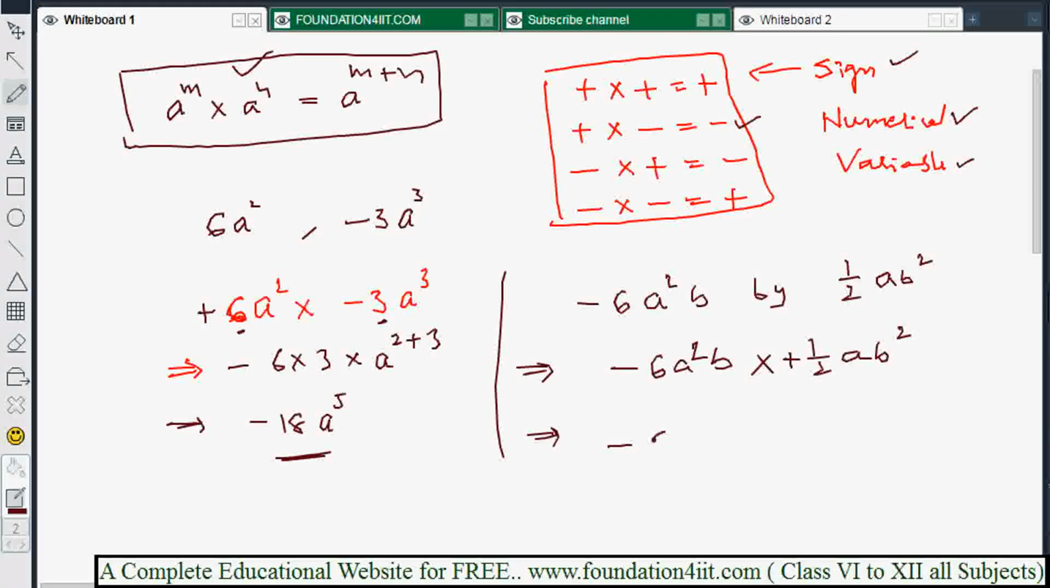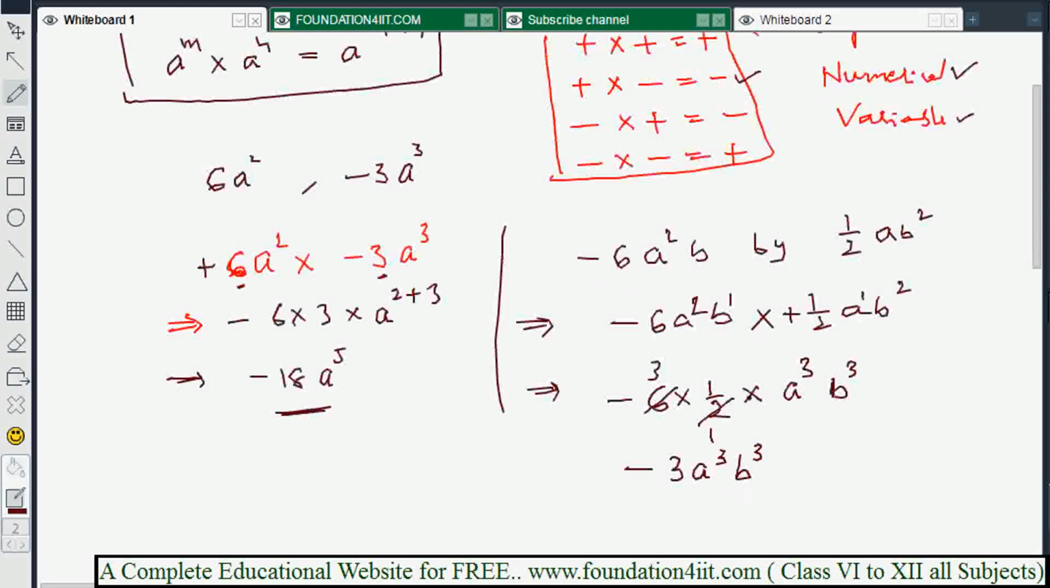Now next, numerical. The first term constant is 6, the second term constant is 1 by 2, into next variable. Here a square b, a b square. Overall a how many times? Here a square and a power 1, so finally a power 3. And b: here b power 1 and here b square, so overall it's b cube. A cube, b cube. Now you can simplify this: 2 ones are 2, 3s, so you can cancel. Then minus 3a cube b cube. No need to keep the multiplication symbol in between. So minus 3a cube b cube. This way we can multiply.